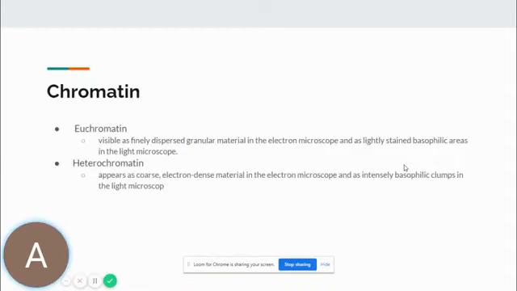Okay, euchromatin, visible as finely dispersed granular material in the electron microscope and as lightly stained basophilic areas in the light microscope. So basophilic meaning they're color blue. Remember, heterochromatin appears as coarse electron-dense material in the electron microscope and intensely basophilic clumps in the light microscope. So remember, basophilic means they're color blue. On light microscopy, heterochromatin is more intensely stained with blue compared to euchromatin.